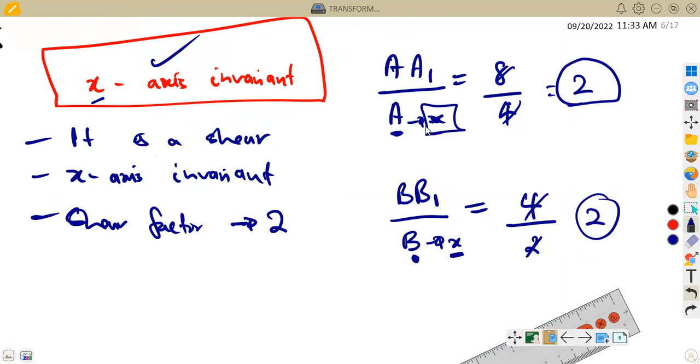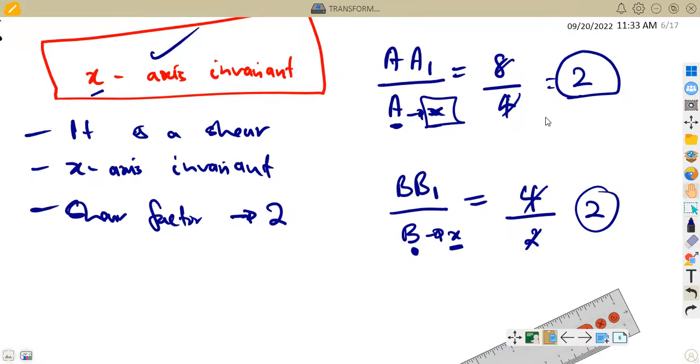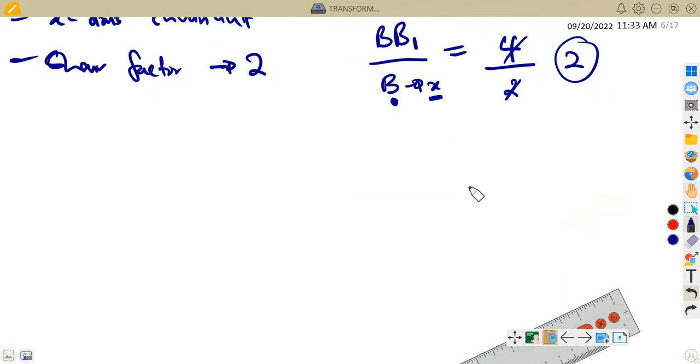So what you do is that you use one, you can prove with another one. You can also prove with C to C1. I want you to see it's going to give us the same answer. Let us take C to C1. So we're going to move C to C1 over the distance of C from the invariant line.